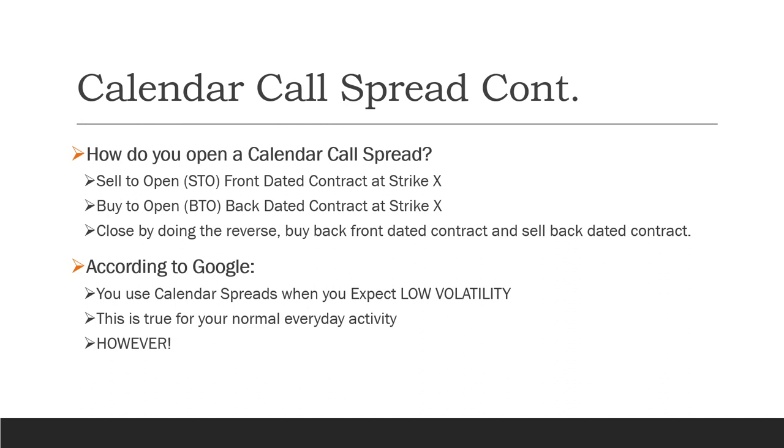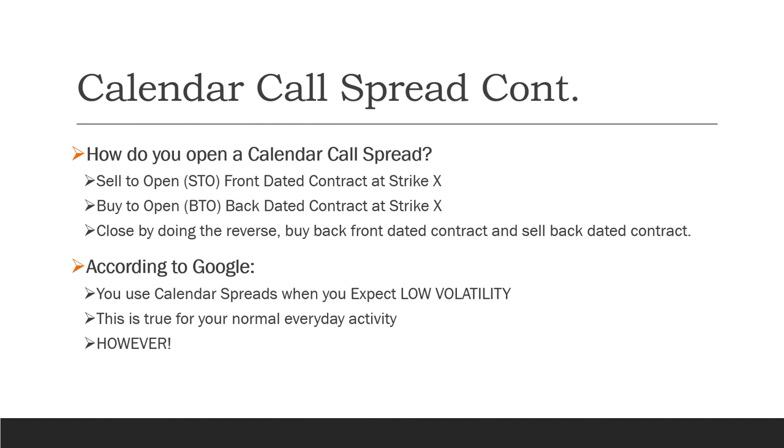So when do you use calendar call spreads? Again, you're supposed to use it when you are neutral bullish. According to Google, this is what I found out when I first started looking into these advanced option strategies: you're supposed to use calendar spreads when there is low volatility. The reason is that we are Vega positive. Our back dated contract will rise more sharply with increases in volatility. So if we already have low volatility, chances are volatility will increase in the future, and that increases our profit margin on our options play.